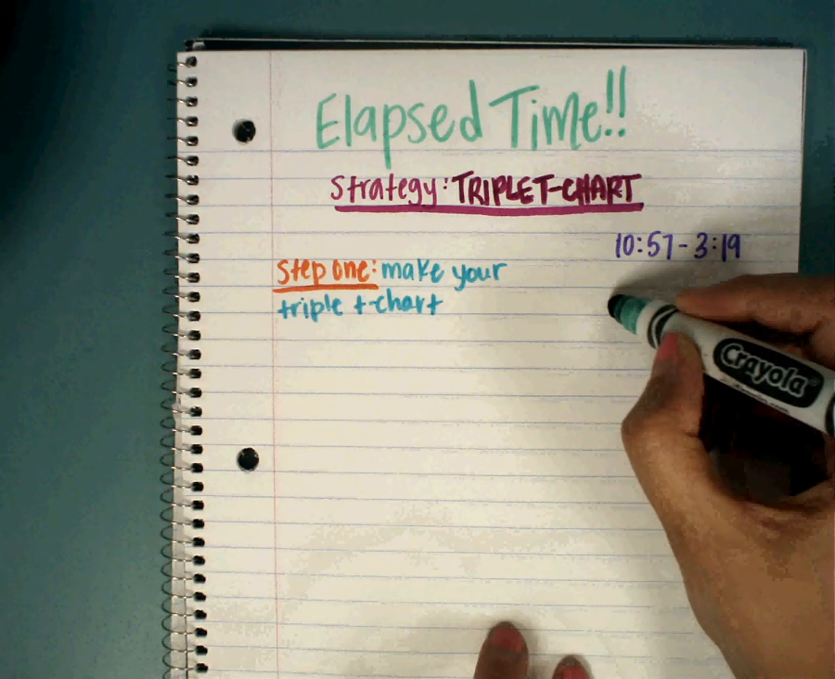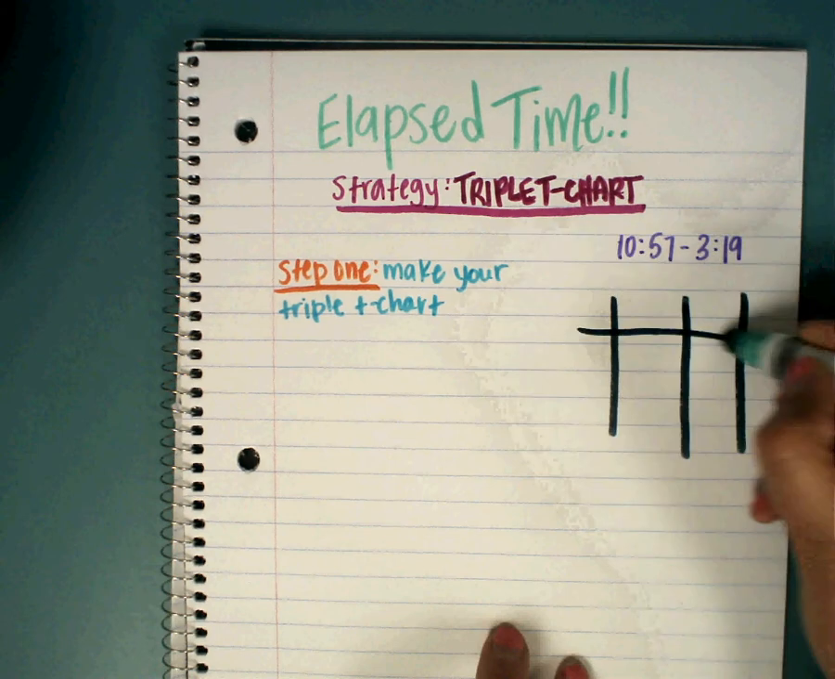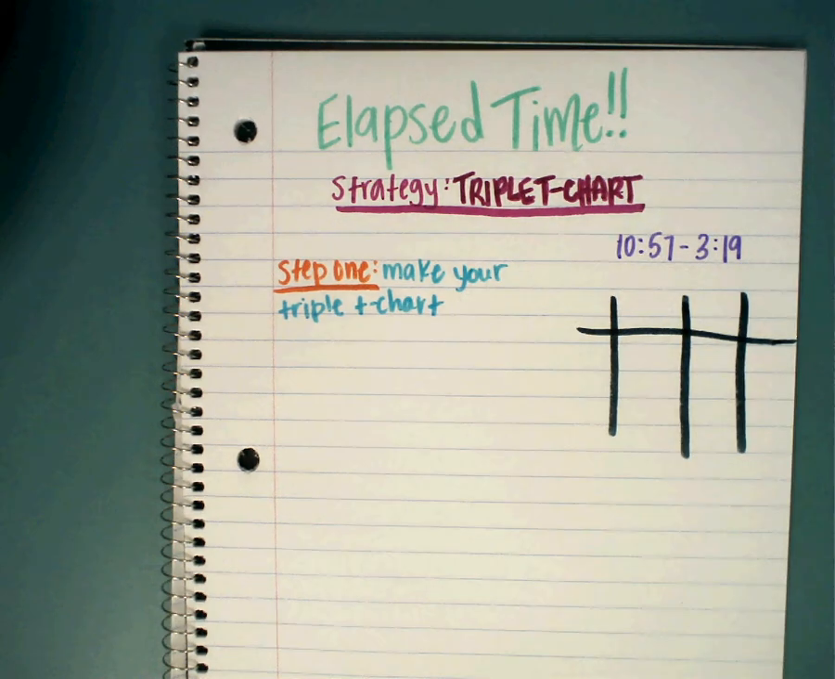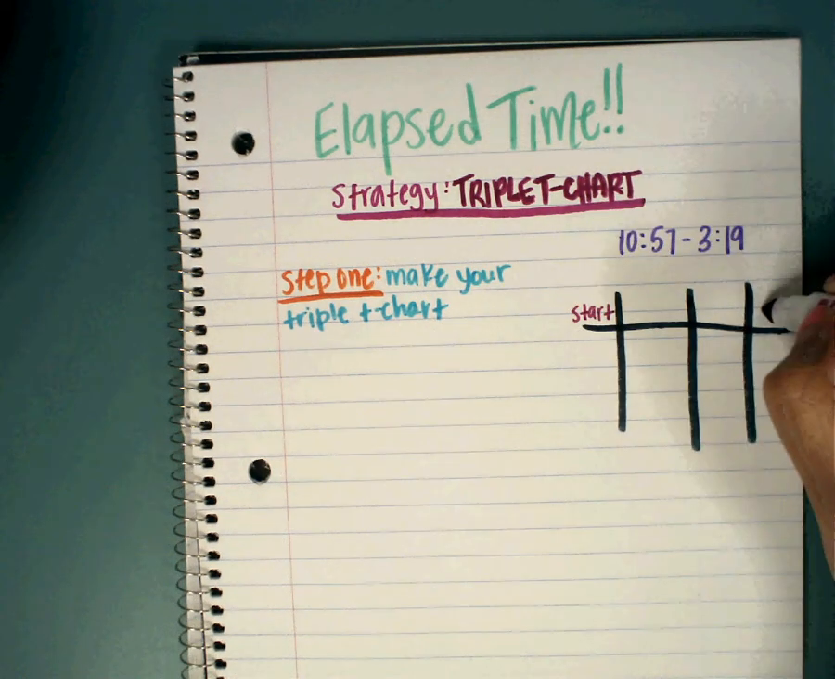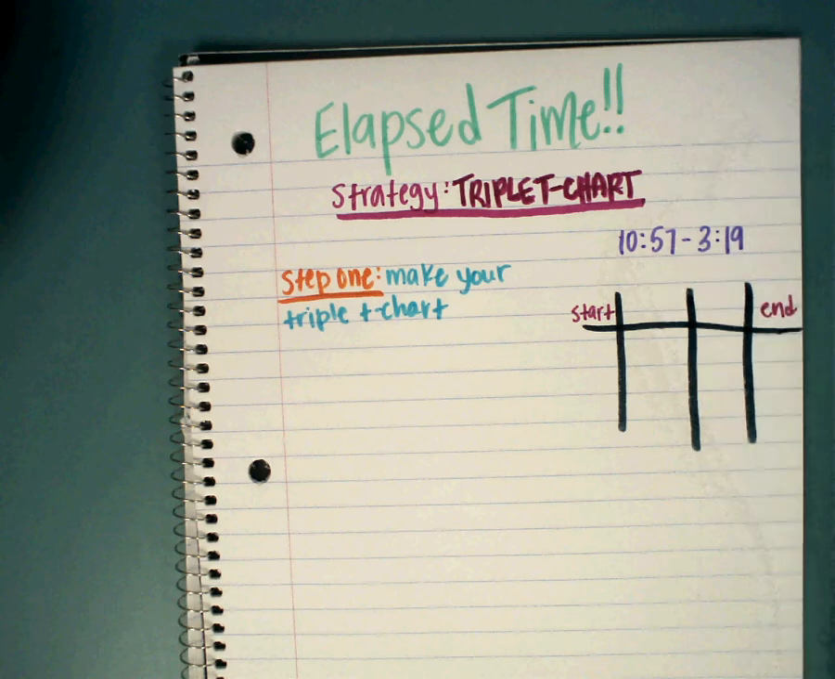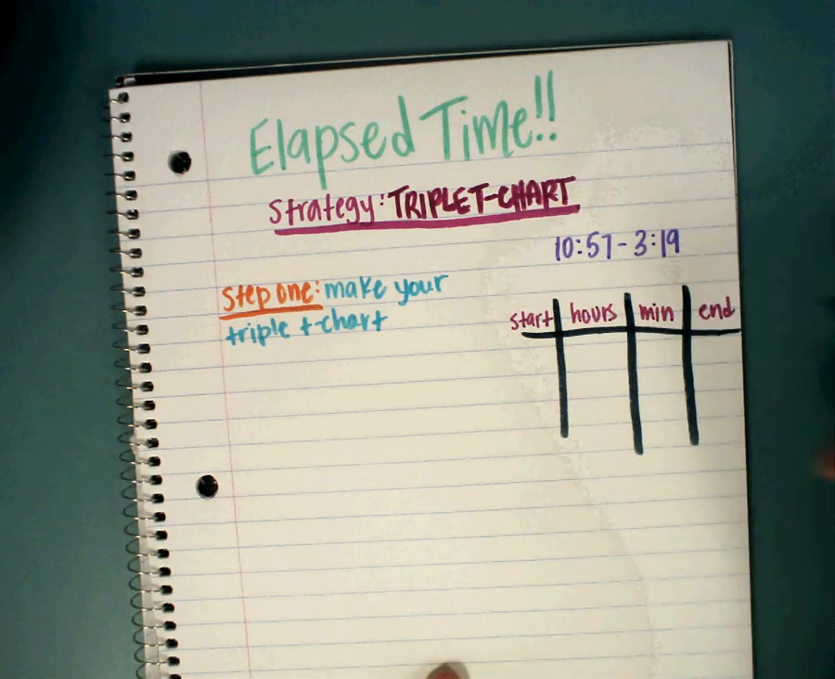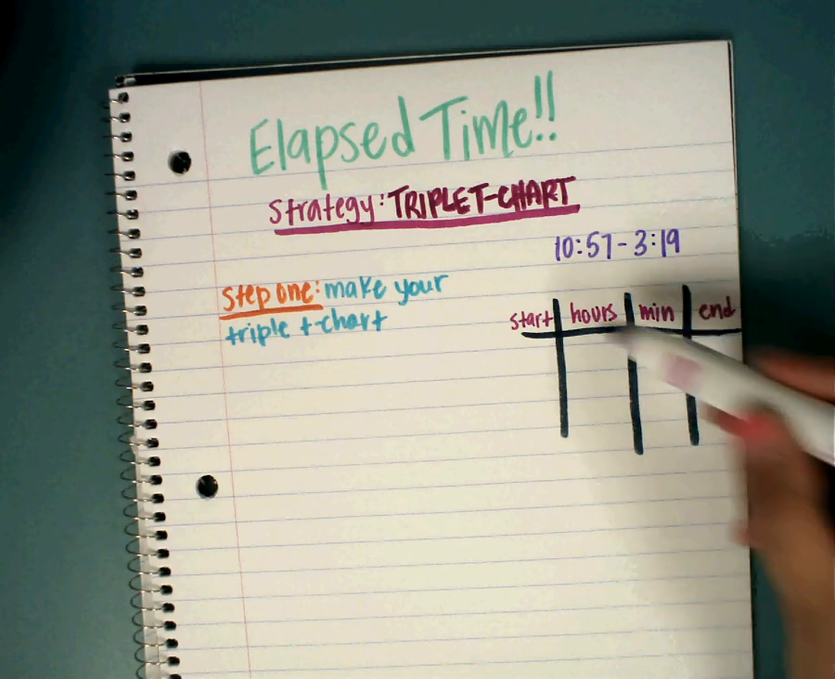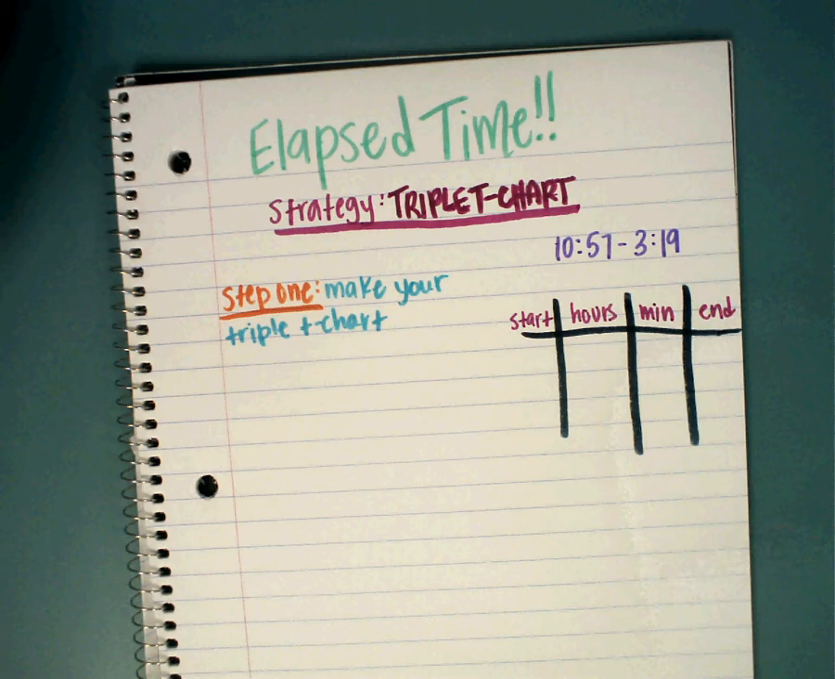Okay, and I'm going to tell you what the headings are for each section. So on either side we have start and end. Start is on the left, end is on the right. That's the first thing, okay? And then we have in the middle hours and minutes. Pretty easy, right? So start, end, hours, minutes. So that's our first step, is make that triple T chart with headings. So the headings are what I just told you, the start, end, hours, minutes. Those are headings.